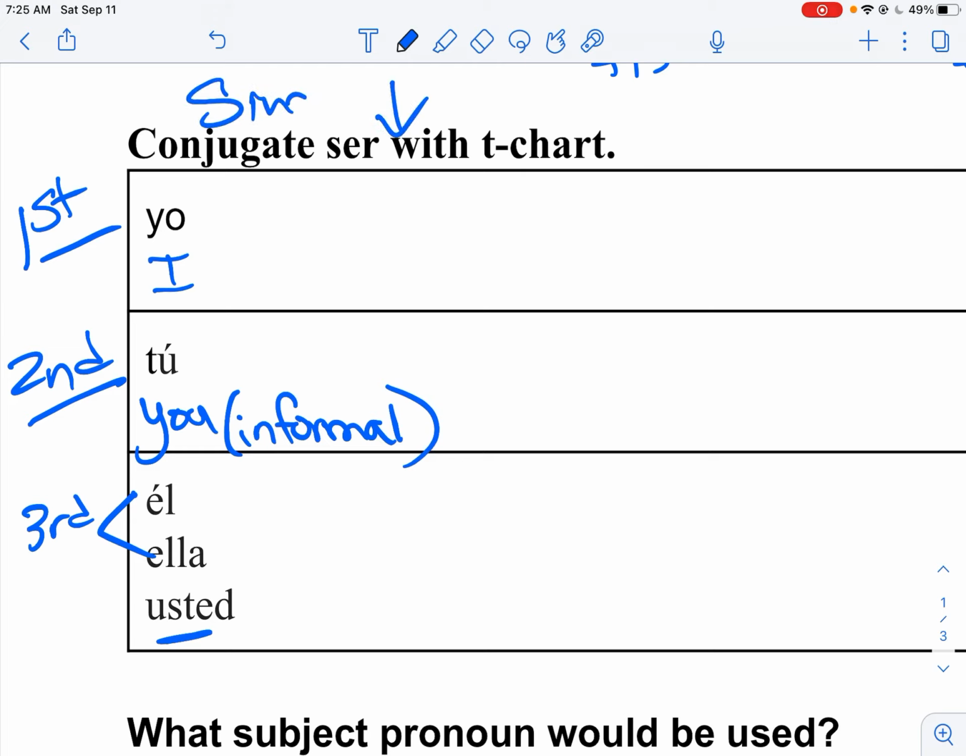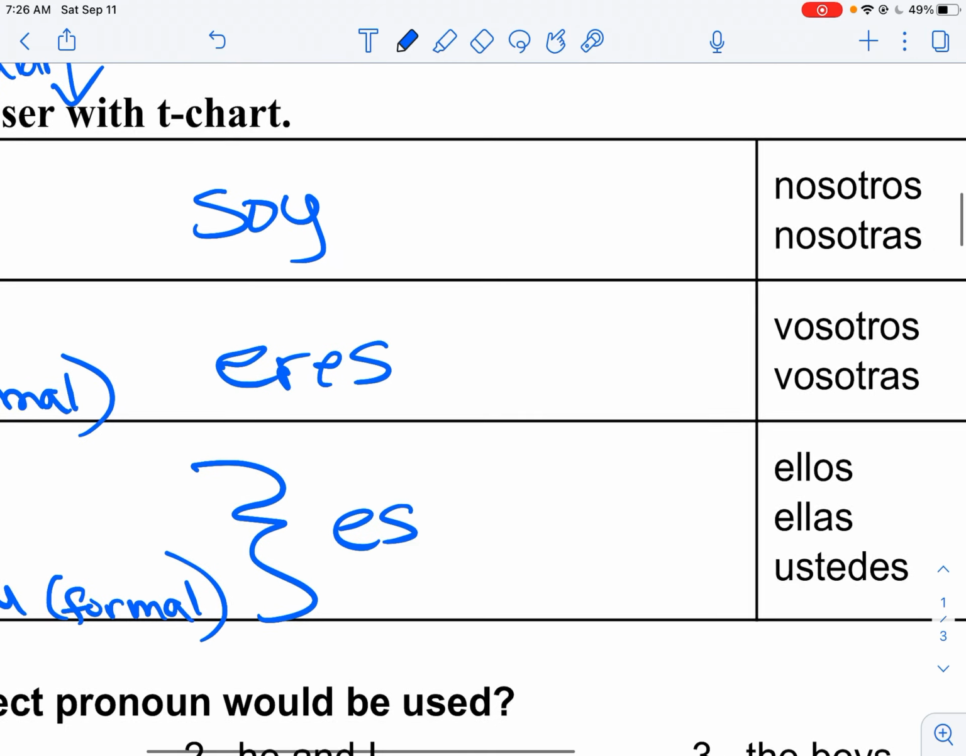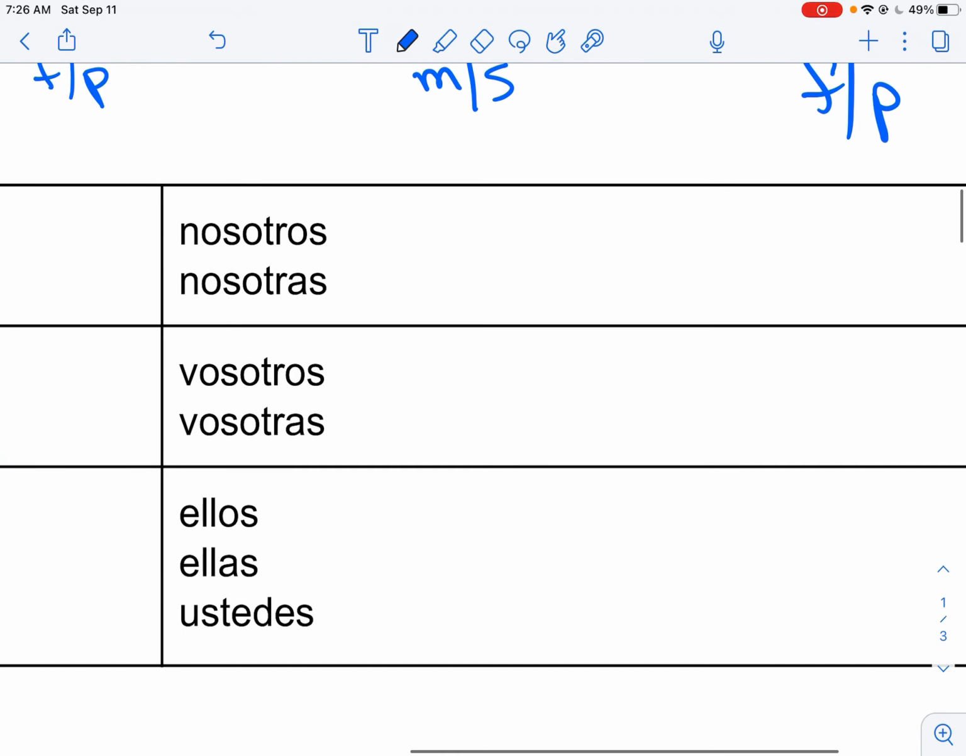And if you notice, this side is singular. Everything's singular on this side. This means he, she, this is you, and this is formal. It is not informal. It is formal. So the conjugation of yo would be soy. The conjugation of tú would be eres. The conjugation of all three of these is es. That is why the usted is down here, because it goes with how the third person conjugates.